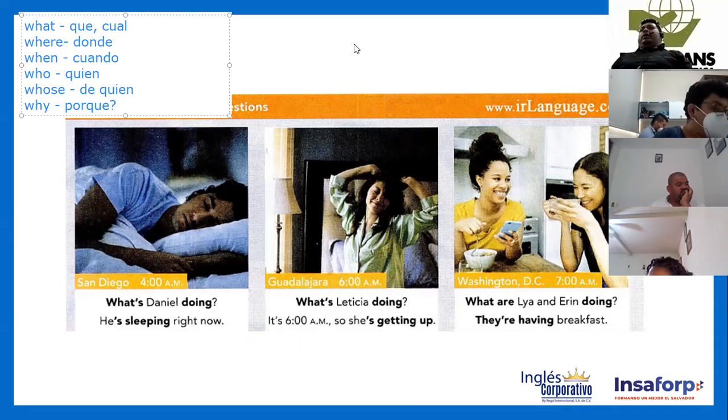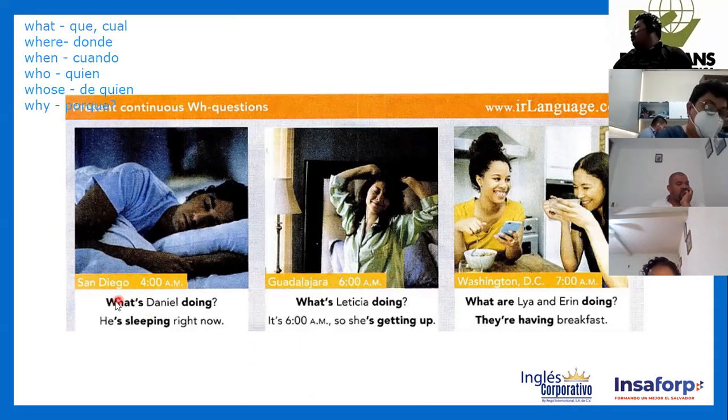So, can you help me with the first example? Vamos a leer the first example. We have the time and we have the question. Can you help me reading? What's Daniel doing? He's sleeping right now. Okay, continue, please. What's Leticia doing? It's 6 a.m. So yes. She's getting up. Yes. Okay, perfect. Okay, then we have the next one.